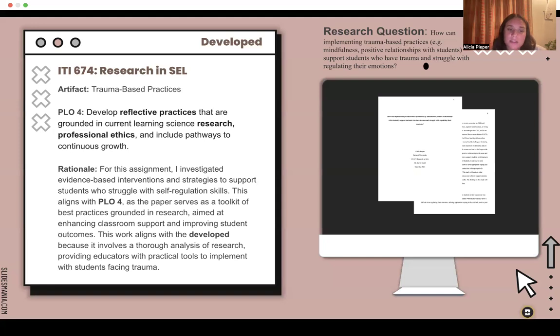This work aligns with the Developed phase because it involves a thorough analysis of research, and it's able to provide educators with some practical tools to implement with students who have endured a lot of trauma. So again, you're able to analyze and apply what you want to in your classroom.